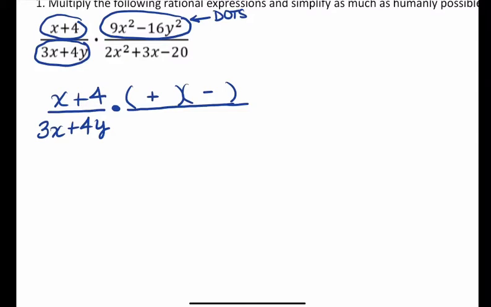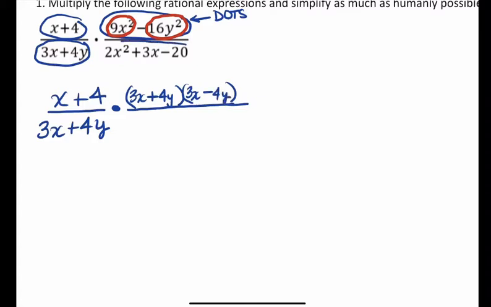And then let's look at this bit by bit here. Now what is the square root of 9x squared? Well, that's going to be 3x. So I'm going to put 3x here. That's going to be your first term in each binomial. And then what is the square root of 16y squared? Well, that's going to be 4y. So plus 4y, and then minus 4y.